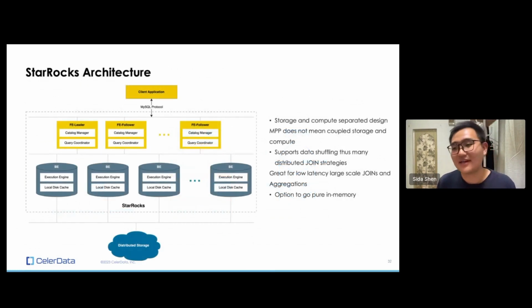Actually, StarRocks has a decoupled storage and compute design, right? And StarRocks supports data shuffling and many distributed join strategies. So it's very great for low latency, large scale joins and aggregations, right? And it also has the option to go pure in memory for data shuffling. And so it's great for sub-second queries.